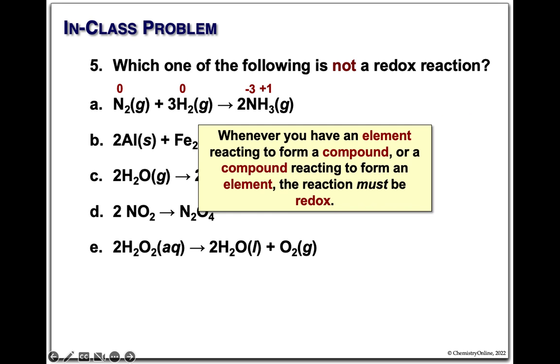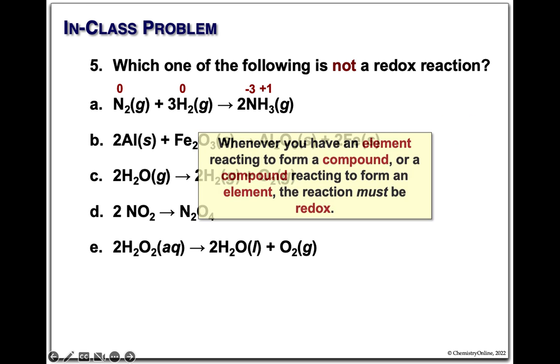But if you think about it, if you look at your equation, and on either side of your equation you have an element, that element is either going to start off as 0 or wind up as 0. So what's going to change? If you have an element involved in your reaction, either in the reactants or the products, it must be redox.